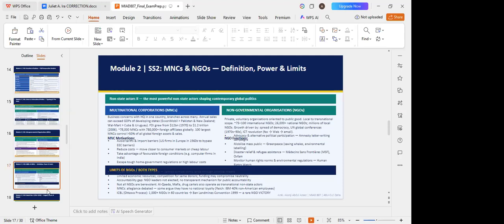Anybody? Multinational corporations. A business seated, headquartered in one country but with branches in other countries. Okay, example. ExxonMobil. ExxonMobil, thank you very much. Another example?